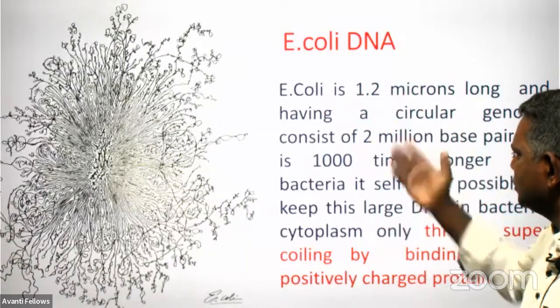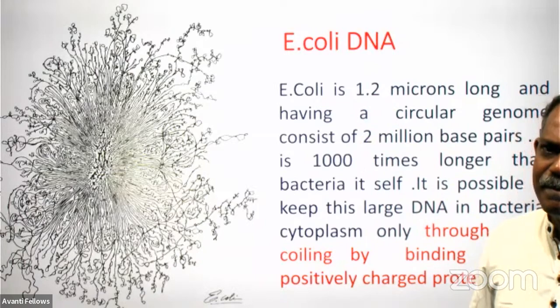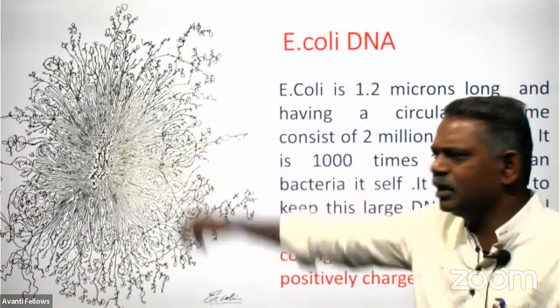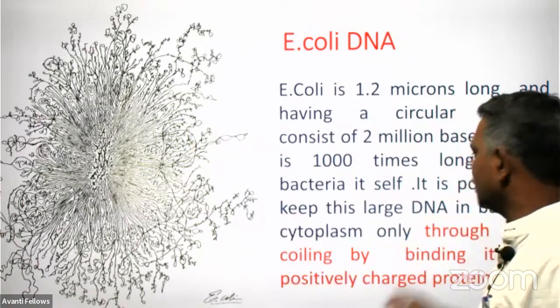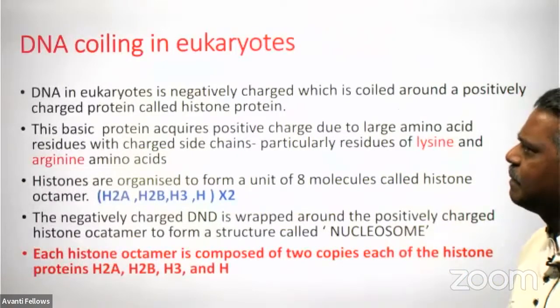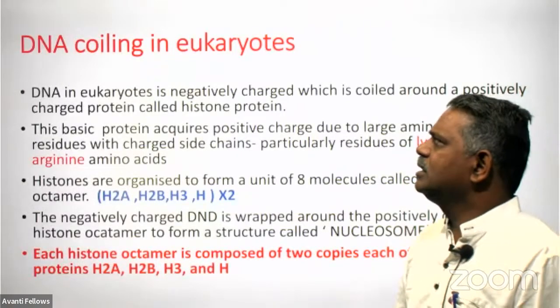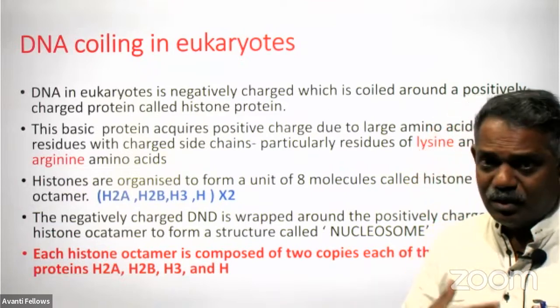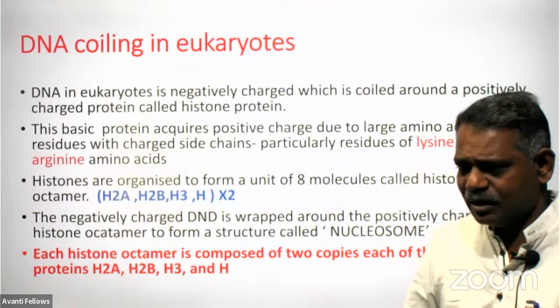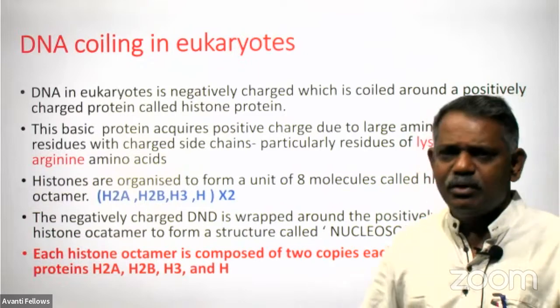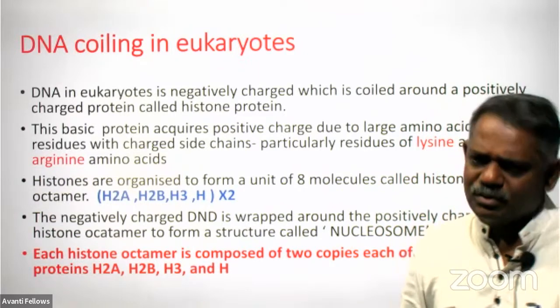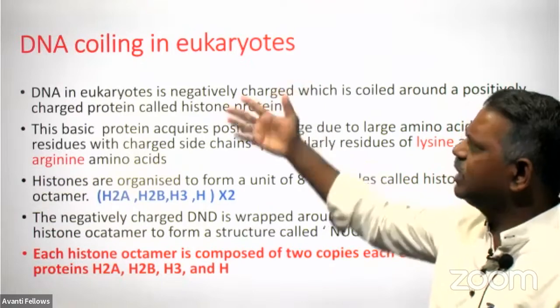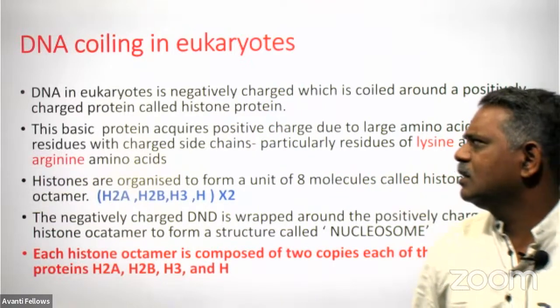E. coli DNA is what, 2 million. So it goes for supercoiling, and it is kept in a particular area of this bacteria. Then we come to DNA coiling in eukaryotes. We all belong to the eukaryotes. Other than bacteria, all other individuals are called eukaryotes only. Then we come to the DNA coiling in eukaryotes.